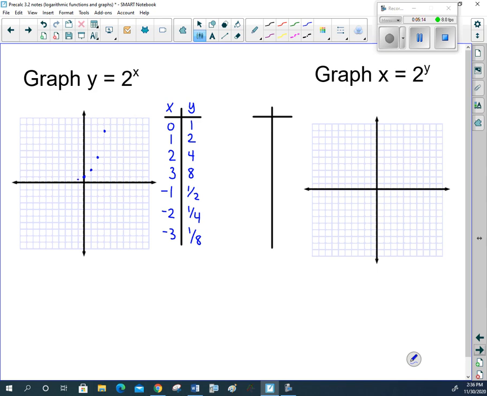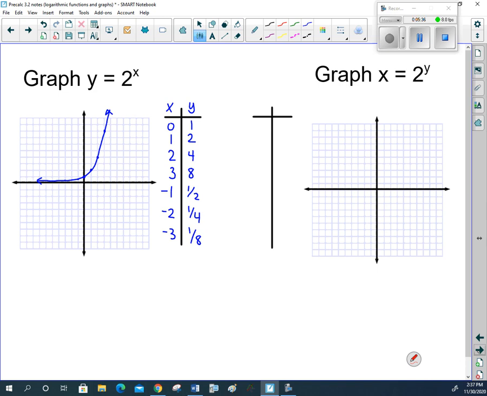Okay, and it's getting closer and closer here, so it looks like this. Okay, there we go. Now notice on the right here, what I did was I switched my variables. I switched the x and the y. I switched them, and now I want to graph this graph.